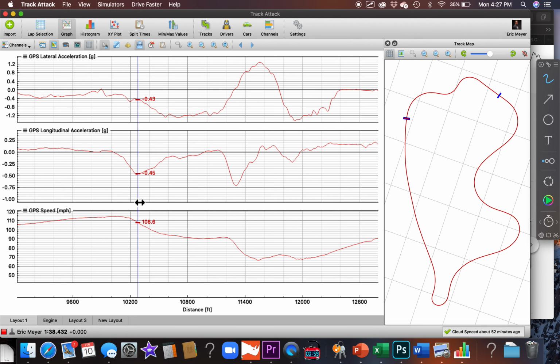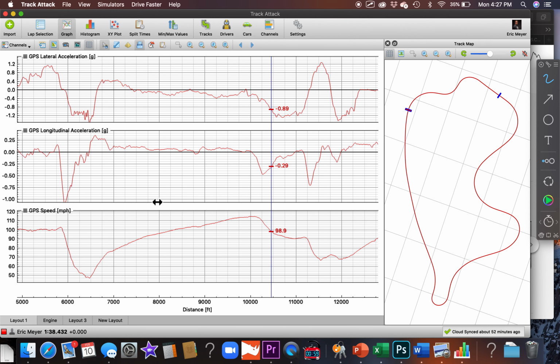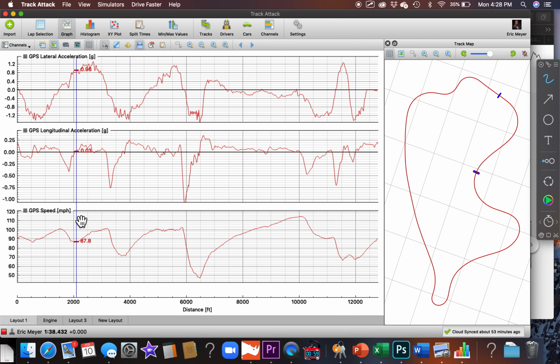Okay, let's find another one real quick. Go first couple of turns. Let's go down right here. So I'm going to go right there. That's a little different kind of a turn. There's a good one right there. So here we are right here.